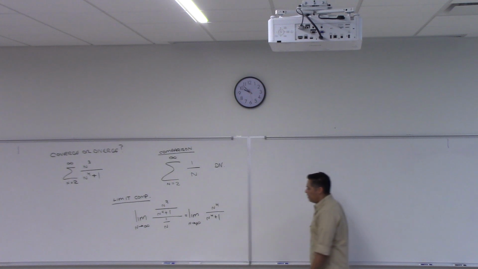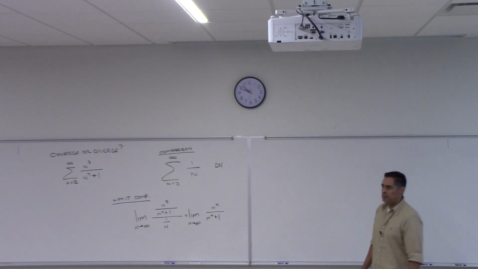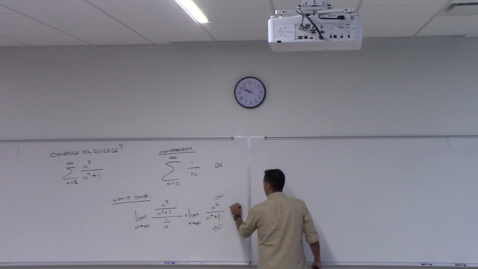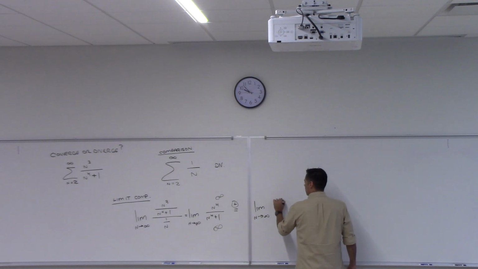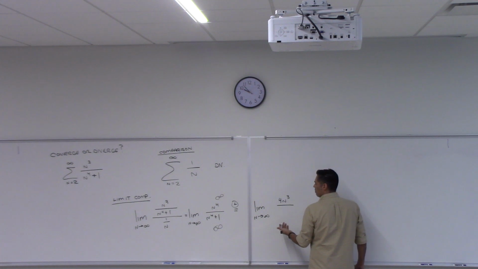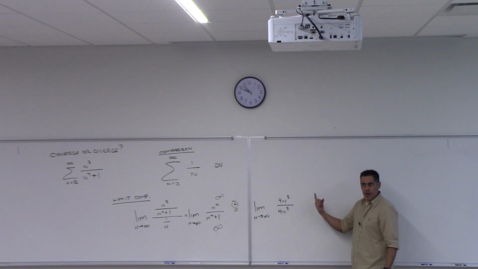Now, when you take that limit, you get infinity over infinity, right? L'Hopital. So from here, because I'm getting infinity over infinity, L'Hopital, limit as n goes to infinity. What's the derivative of the top? 4n cubed over the bottom? 4n cubed again, right? 4n cubed. And algebraically, that just turns into 1, right? That just turns into 1.